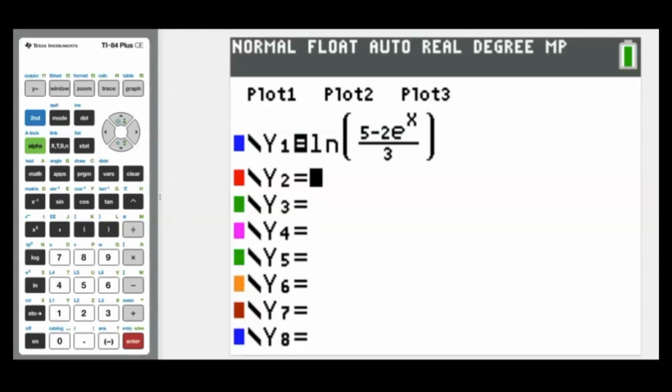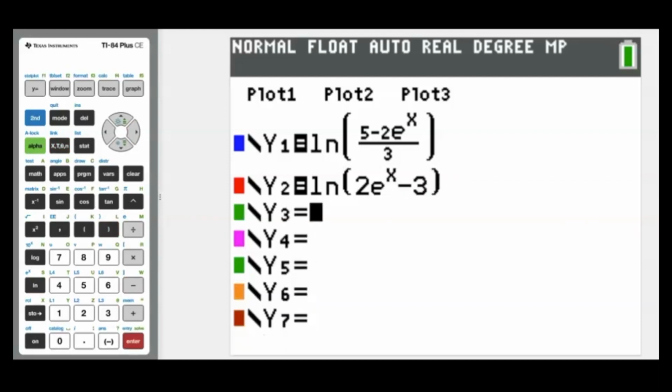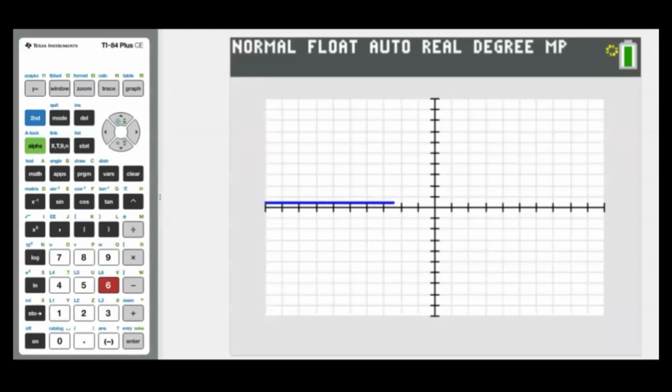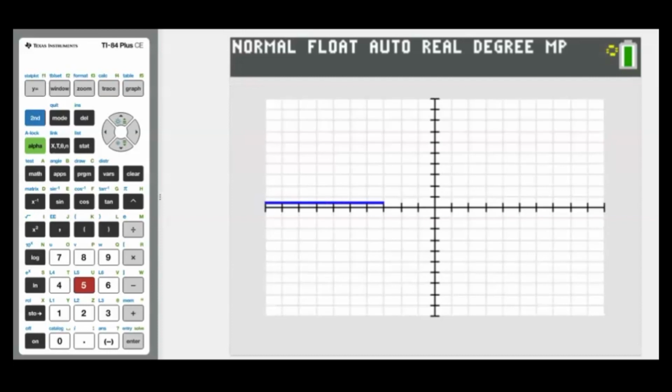So there's our y1, and then in y2, we'll do... and if we want to see where they intersect, you may want to make sure your window is reset when you graph it by hitting zoom 6. And then you can stop it from graphing by hitting the on key, because we really want to figure out what the intersection point is. So hit second, trace, and then number 5 is the intersection. Then you can let it graph.